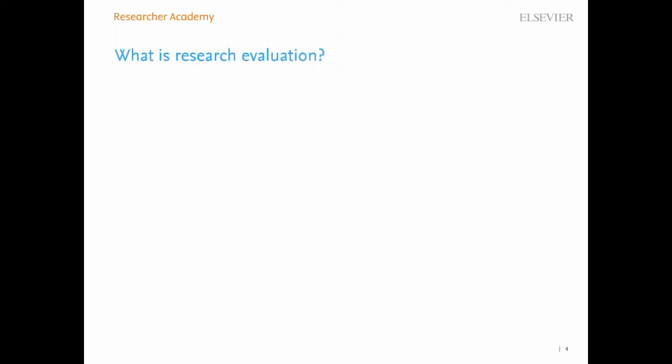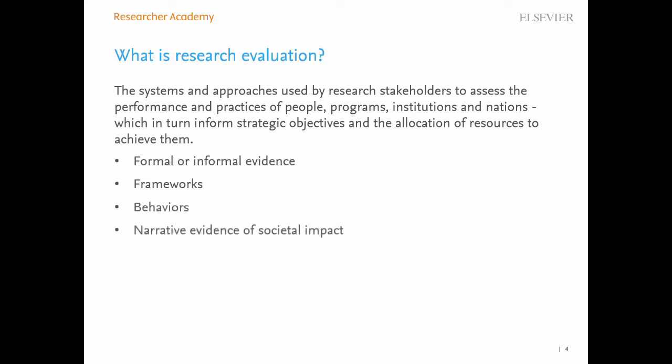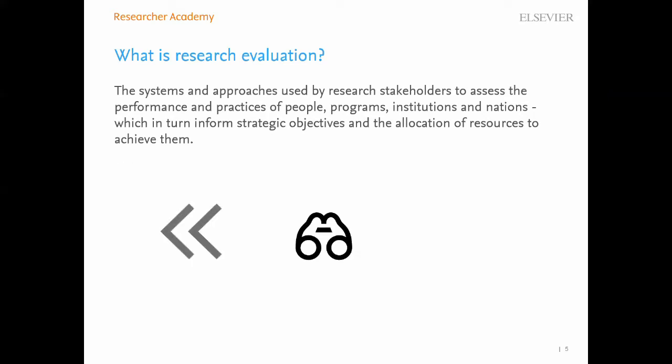I'm going to talk about research assessment in the broader context of research evaluation, so you'll hear me using both terms interchangeably to some extent. So let's explore those terms first. Research evaluation can broadly be defined as the systems and approaches in which any research stakeholder evaluates or assesses the performance of any other research stakeholder. So that can include formal or informal evidence, frameworks, behaviours, narrative evidence of societal impact, evidence of influence, reputation, and so many other aspects. Research evaluation can be used retrospectively to look at past performance.